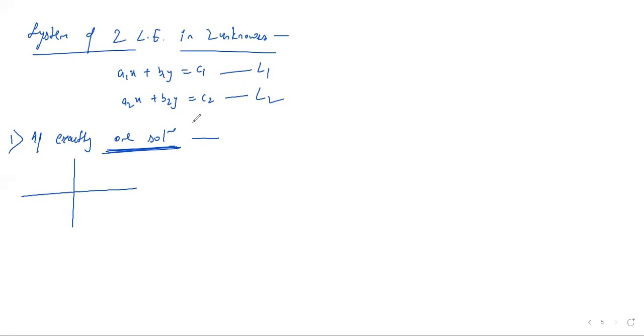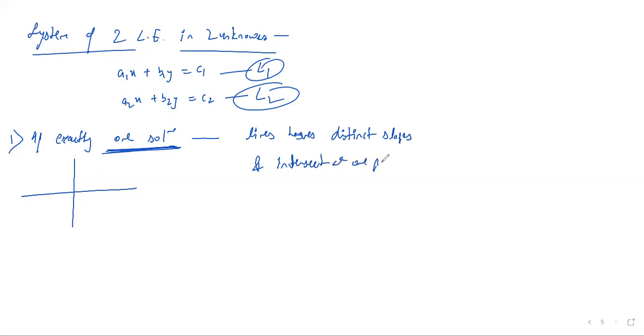So for getting exactly one solution, let's consider that these are the lines L1 and L2 which are formed from these two linear equations. If these lines have distinct slopes, and they intersect at one point, they intersect at one point.